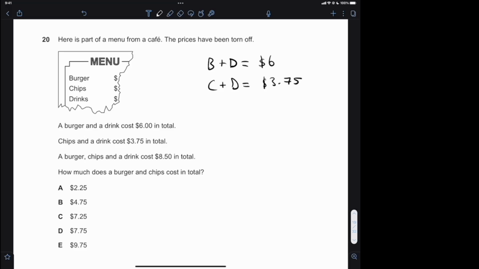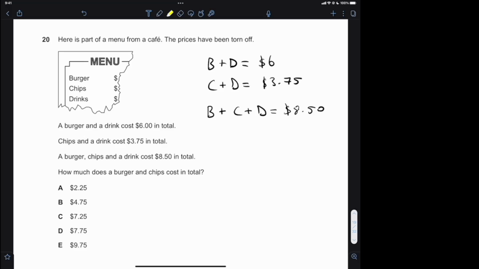A burger, chips, and drink cost $8.50 in total. Burger, chips, plus drink, $8.50 in total. Okay, so how much does a burger and chips cost in total? Well, what we can do here is realize we can actually find out how much each one is, how much a burger is and how much chips are.